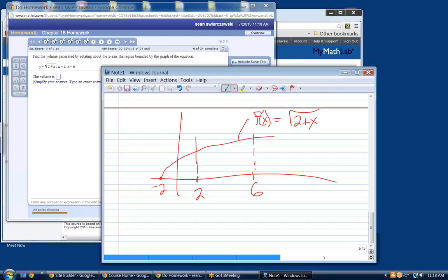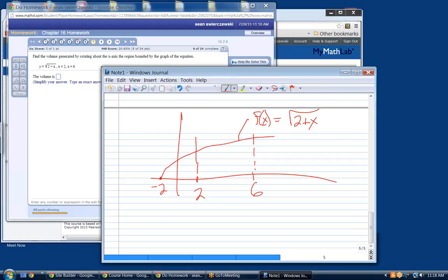Doesn't really matter, as all that affects is our limits of integration. So again, we're going to use disks. Perhaps disks is all you've been taught. You haven't been taught washers yet? Okay, we'll see if we run into a problem with washers.